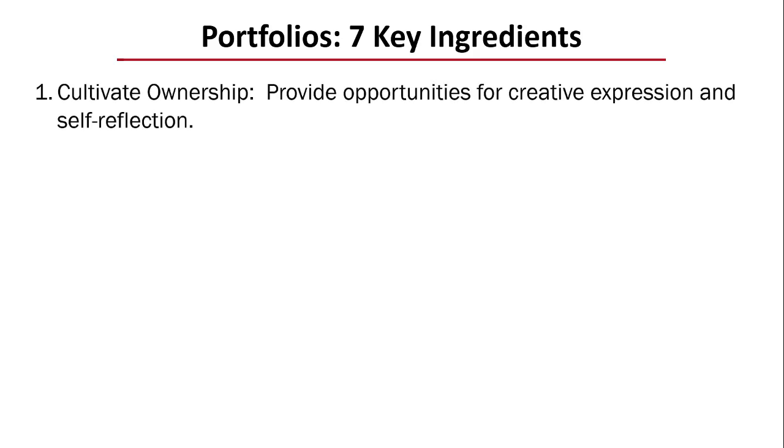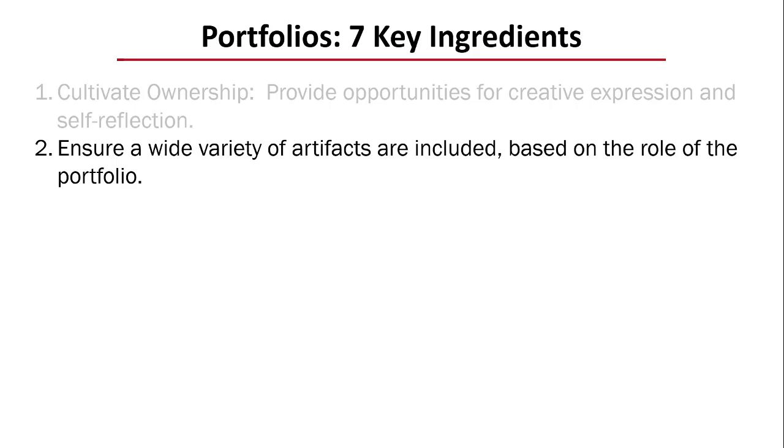And finally, the last thing I want to say about portfolios, and again, this relates to what's in the course text, and that is that there are 7 key ingredients to portfolios, and let me just quickly review them for you now. First of all, you want to cultivate ownership, and that is you want to provide many opportunities for creative expression and self-reflection. So that is what the students create is theirs. What they're making are the result of their efforts, their ideas, their creativity. So anything you can do to make the portfolio very personal, you want to try to do.